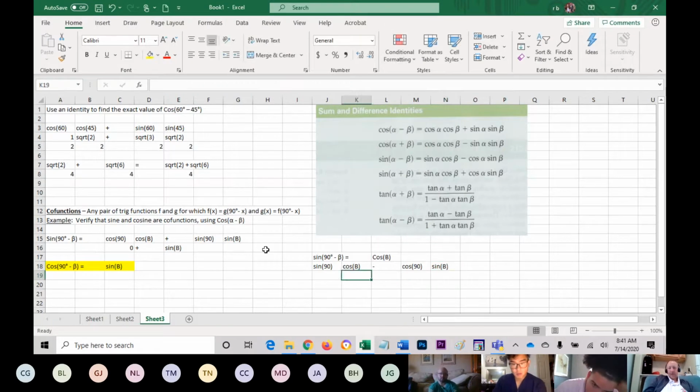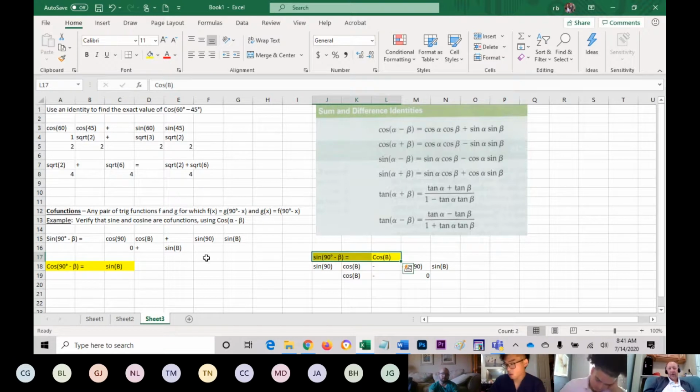Okay. What's the sine of 90? So the sine of 90 is 1. Okay. So this would just leave us with the cosine of beta, right? Right. Okay. Minus, what's the cosine of... oh, sorry. Cosine of 90 is 0. Okay. So we just verified that, right?